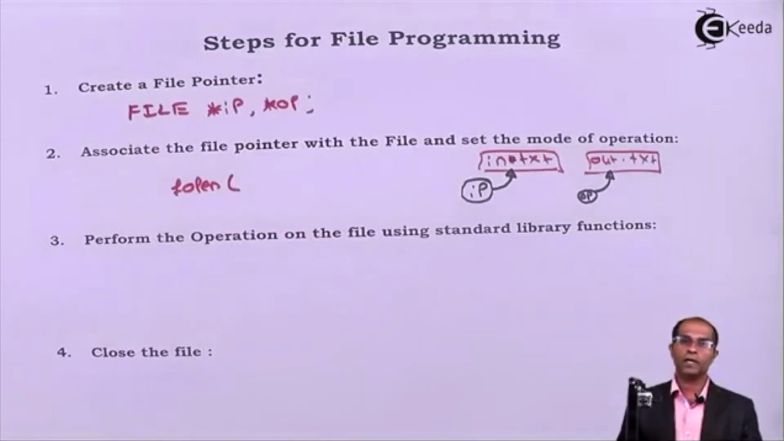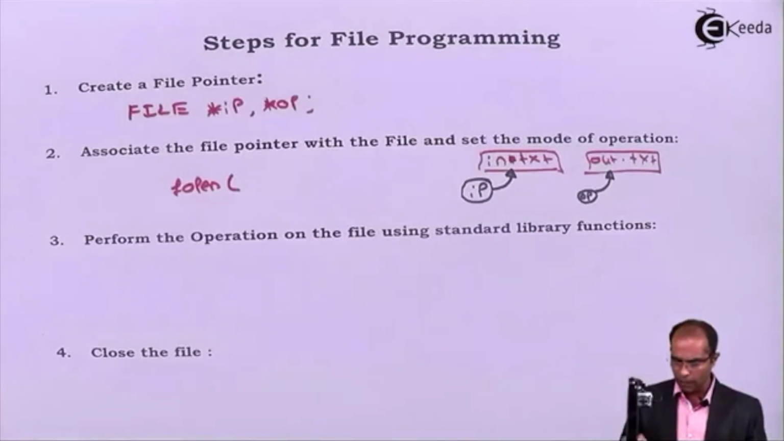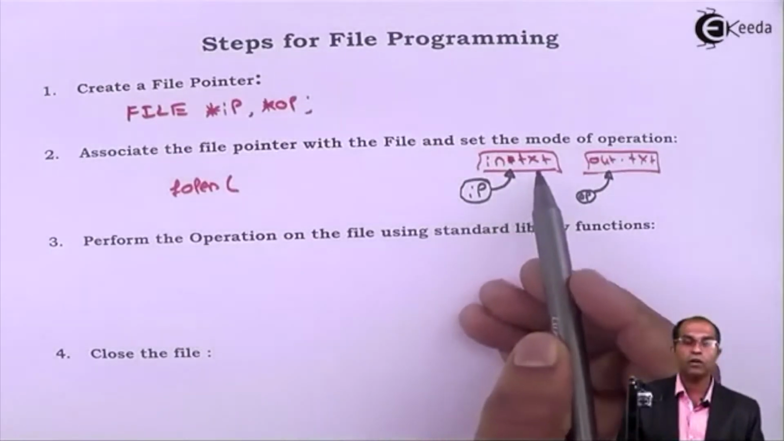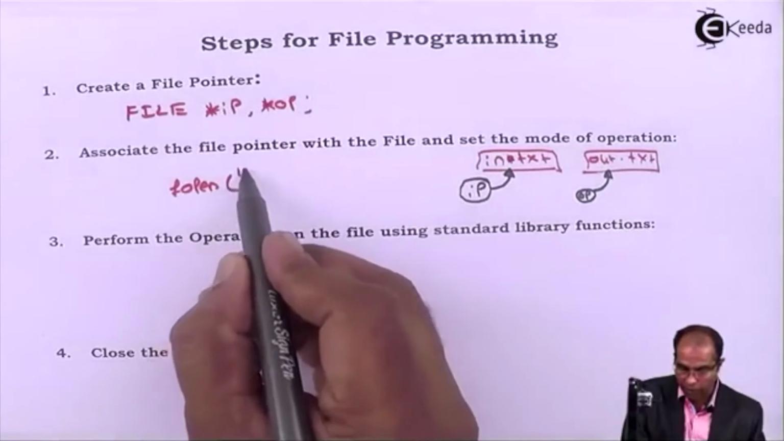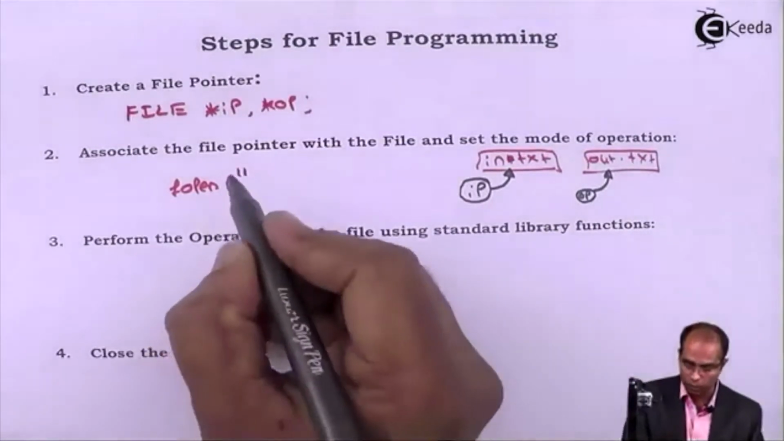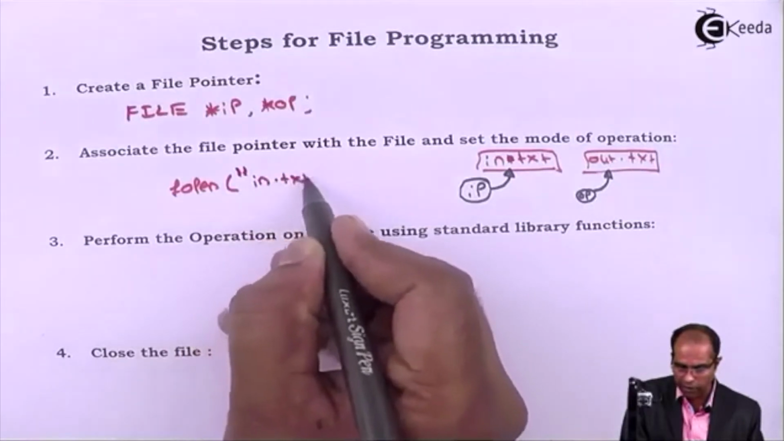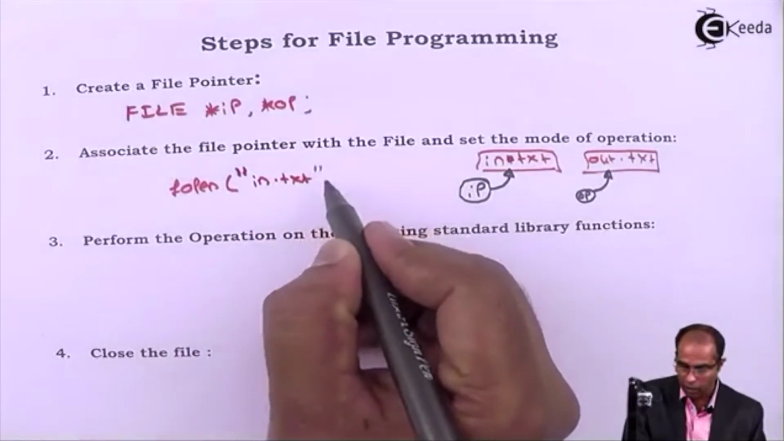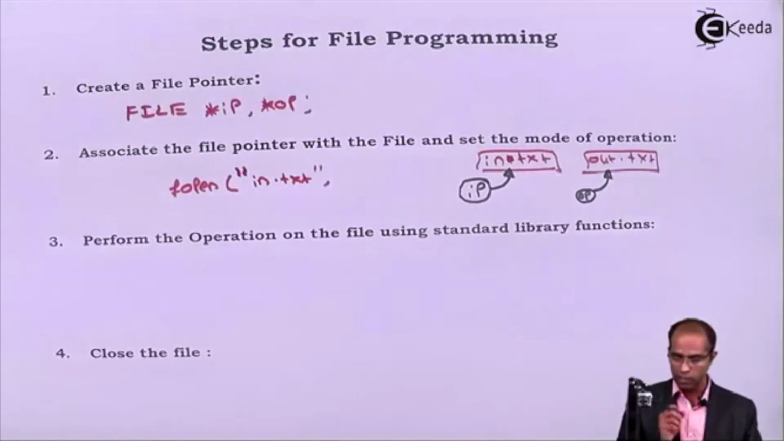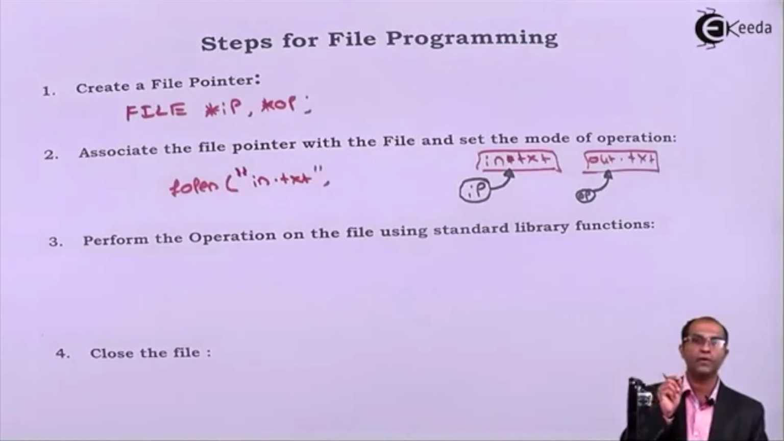Now fopen will take two parameters. The very first parameter is the name of the file. Which file do you want to open? For example, I want to open a file called in.txt. This will always be taken as a string, so you have to put double quotes, "in.txt", and then a comma. This is the first parameter. So fopen is now ready to open in.txt.